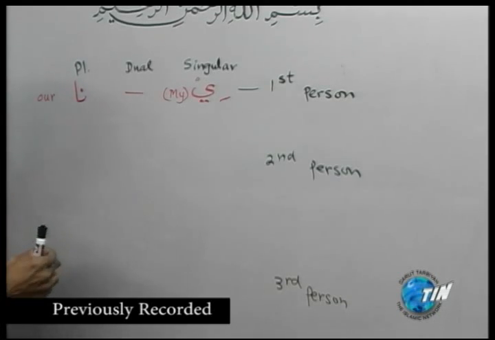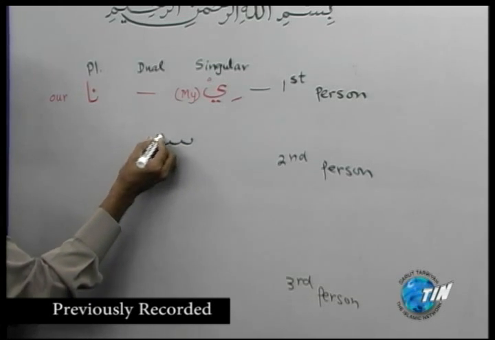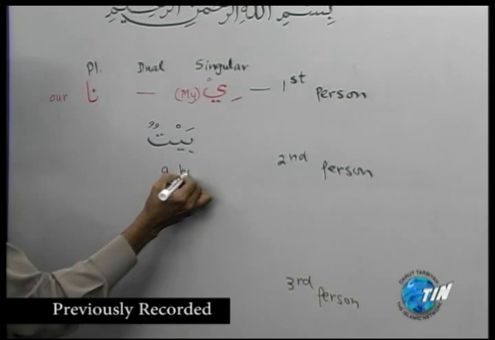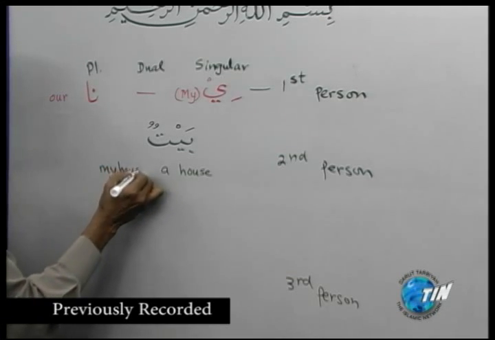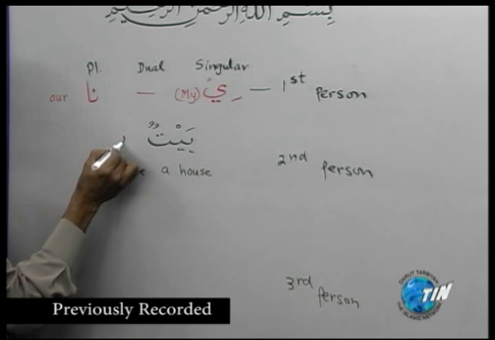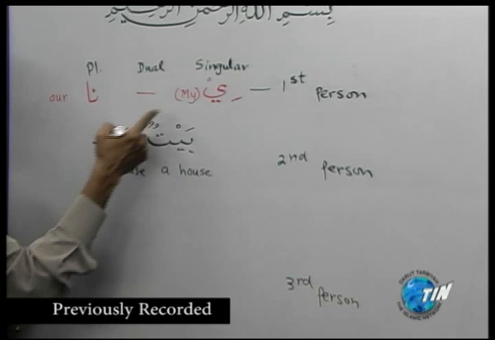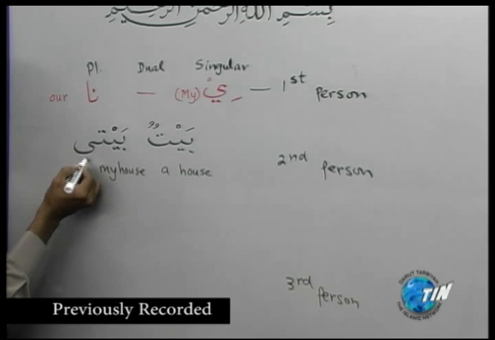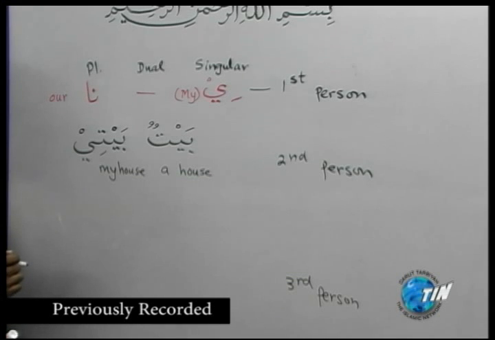Okay? So let's look at some examples. We have the word bait, which means house. Baitun means a house. I want to say my house. How do I say that? I take the word bait, and I add ya, which is my, put a sukun. Baiti means my house. See how easy it is?